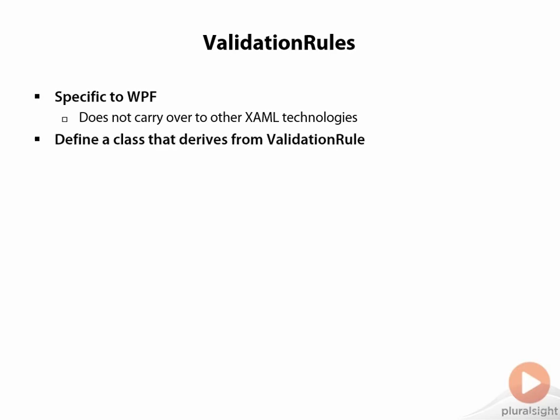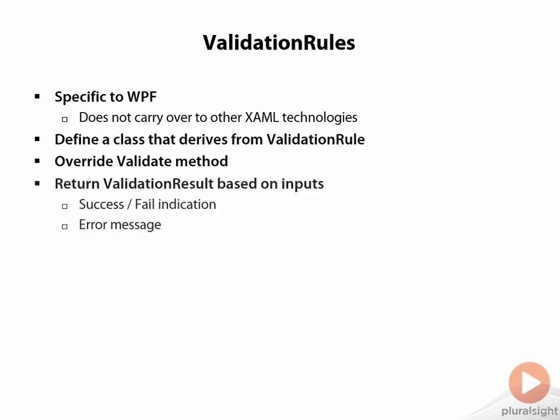What you do is define a class that inherits from a validation rule base class, and then you override a validate method that's an abstract method in the base class. That validate method returns a validation result object, which includes a flag to indicate success or failure, a Boolean, and an error message that can be associated with it. Once you have the validation rule defined, you go and you hook it up to a validation rules collection that's on a binding.